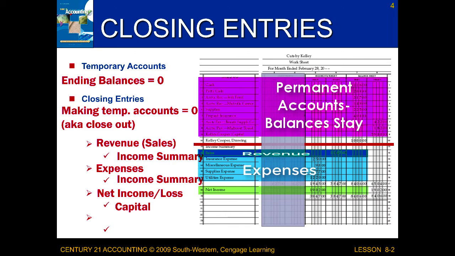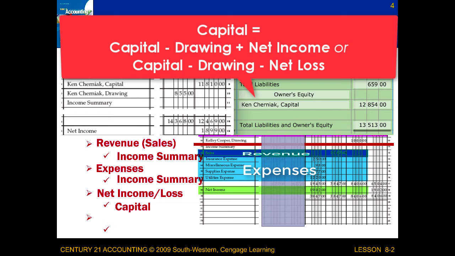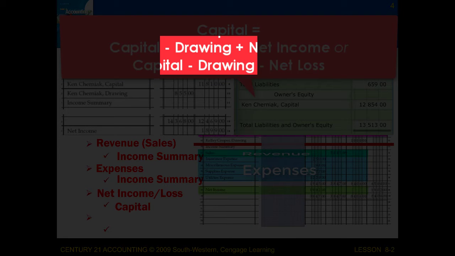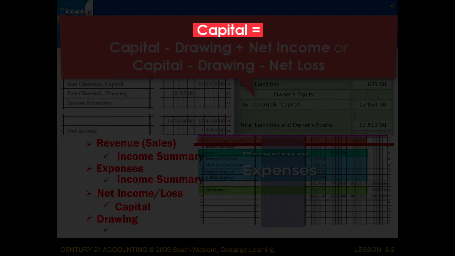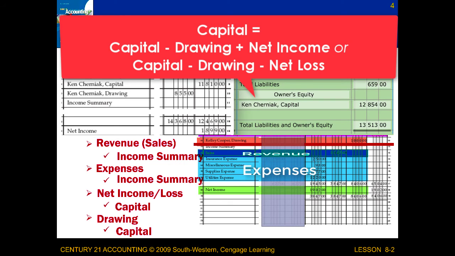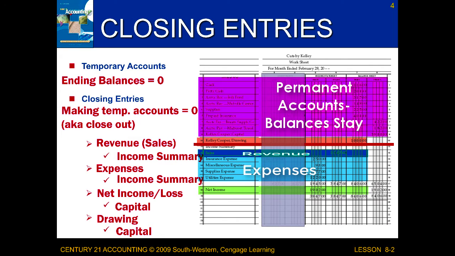The last tricky account that we close again deals with what we did on the balance sheet when we figured the capital account amount. So going back to that math problem, the very first step was always subtracting drawing. So we're going to close out our drawing account, and when we subtracted drawing, we put that into the capital account. So its opposite is going to be capital. So all of these accounts, revenue, expenses, net income or loss, and drawing, are all going to zero out, or we're going to close them out to zero because they're temporary.